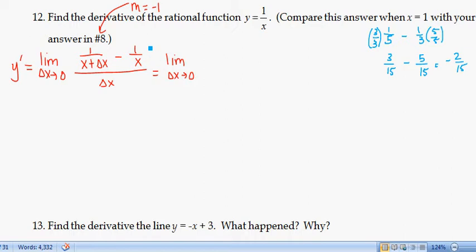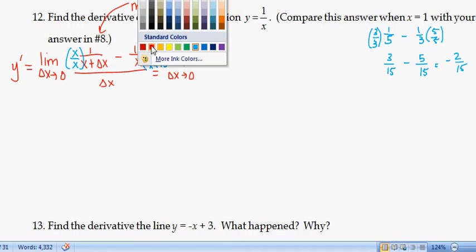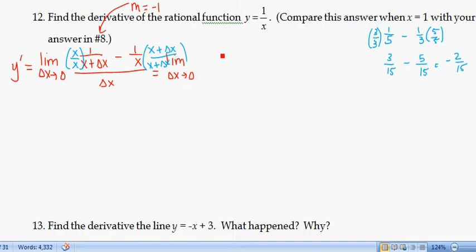Okay, so what I mean by that is over here, I'm going to want to multiply by x plus delta x over itself, and this one I'm going to multiply by x over x. Now, why are we allowed to do this? Of course, it's because in all four of these cases, we're just multiplying by 1, and multiplying by 1 does not change the value of the expression. So we're not doing anything wrong here. Algebraically, this is fine.